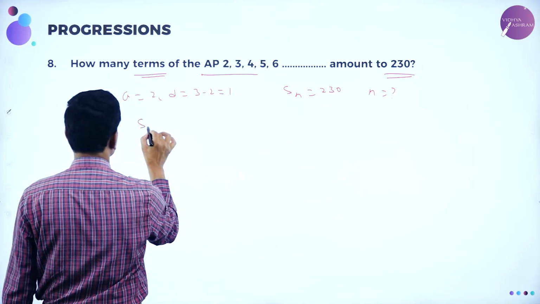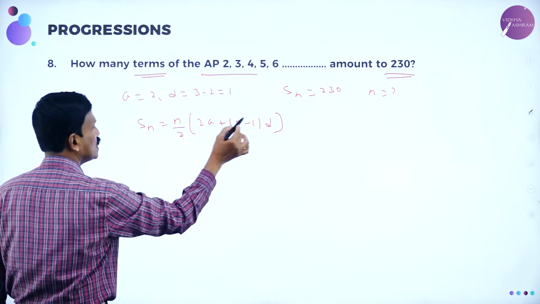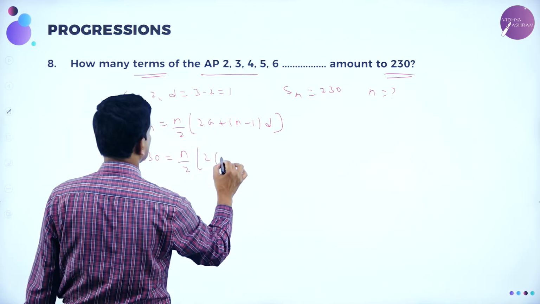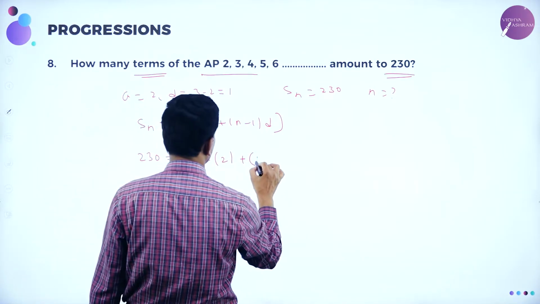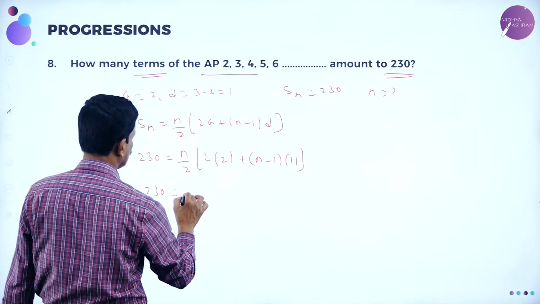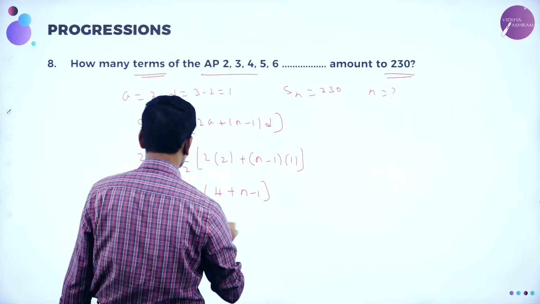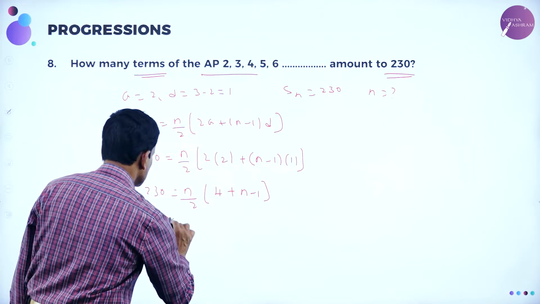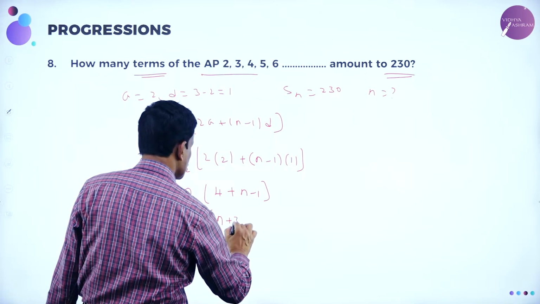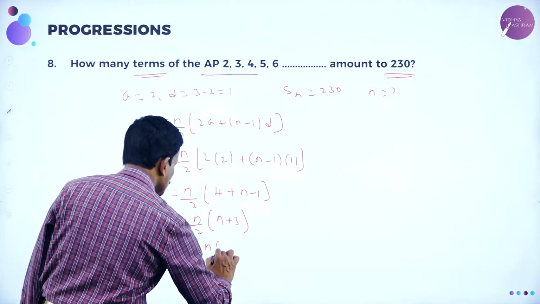So we know the formula for the sum of n terms. Sn is equal to n by 2 into 2a plus n minus 1 into d. Sn is given. 230 is equal to n by 2 into 2 times a, which is 2, plus n, we don't know the value of n, minus 1 into d. D is equal to 1. Simplify this. 230 is equal to n by 2 into 4 plus n minus 1. So this can be written as 230 is equal to n by 2 into n plus 3, since 4 minus 1 is 3. Cross multiplied, 230 into 2 is equal to n into n plus 3.